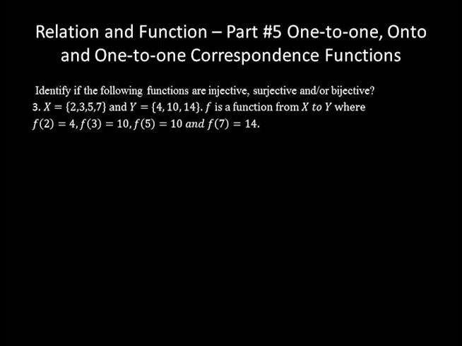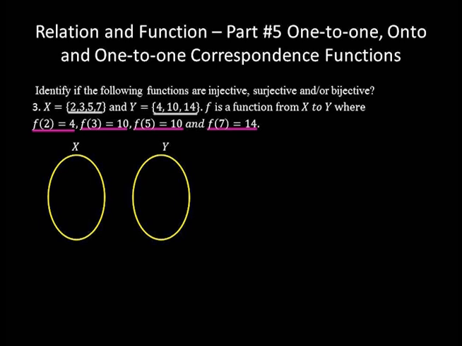Question number 3. X equals a set containing these 4 elements and Y equals a set containing these 3 elements. f is a function from X to Y, where f of 2 equals 4, f of 3 equals 10, f of 5 equals 10 again, and f of 7 equals 14. To check whether f is injective, surjective, or bijective, let's express the function in the form of a diagram. These two diagrams represent X and Y. Values of X are 2, 3, 5, and 7. Values of Y are 4, 10, and 14.